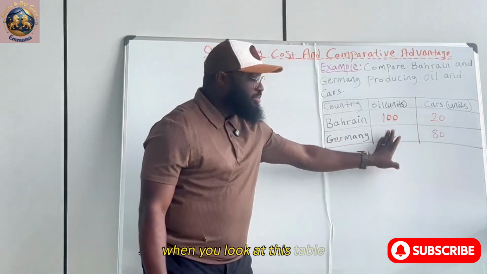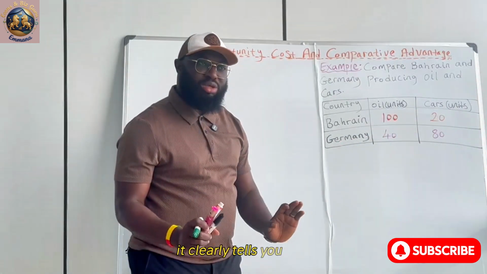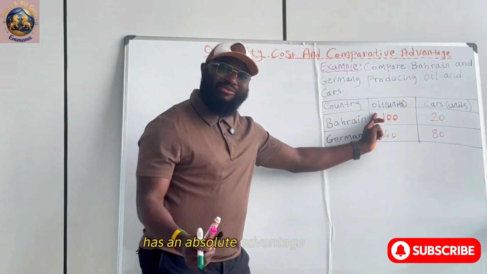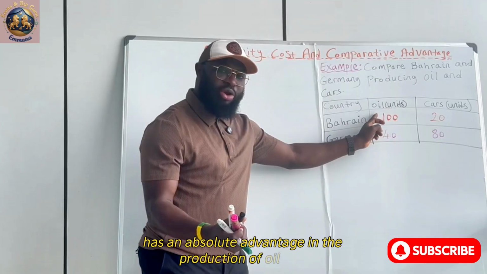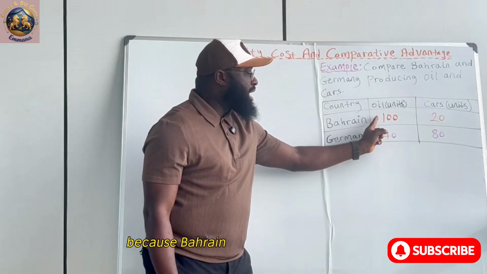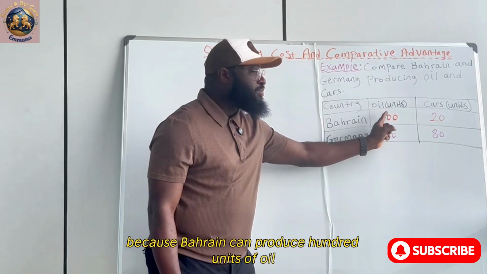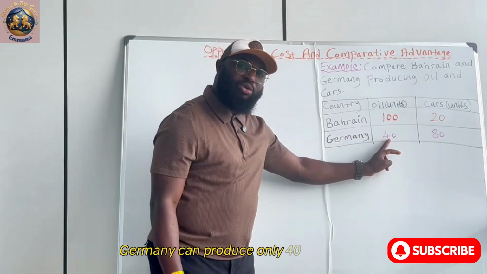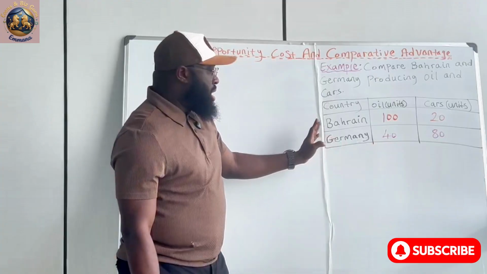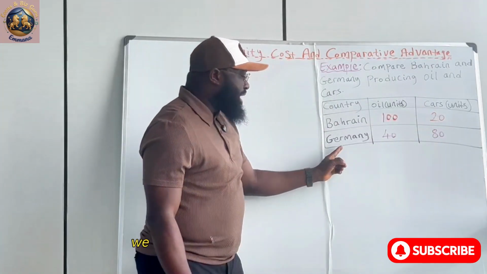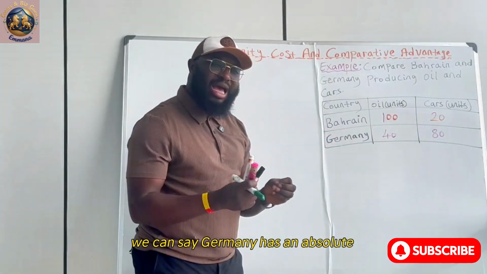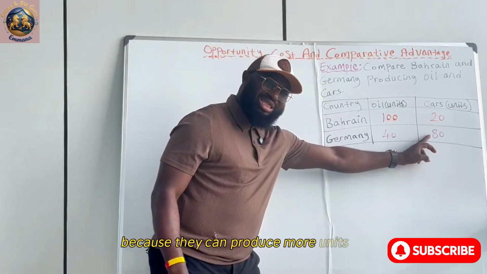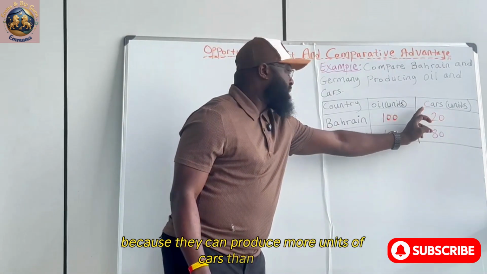When you look at this table, it clearly tells you that Bahrain has an absolute advantage in the production of oil. Why? Because Bahrain can produce 100 units of oil, while Germany can produce only 40 units of oil. On the other hand, for cars, we can say Germany has an absolute advantage in the production of cars because they can produce more units of cars than Bahrain.